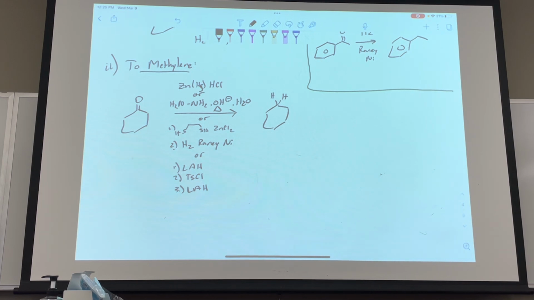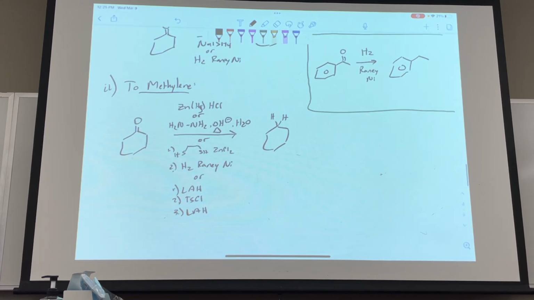Any other questions? What about benzylic aldehydes? What do you know about that? They follow the same kind of pattern as the benzylic ketones.